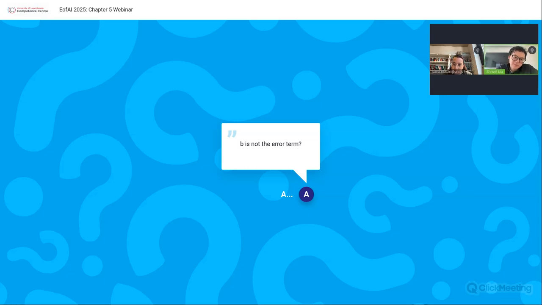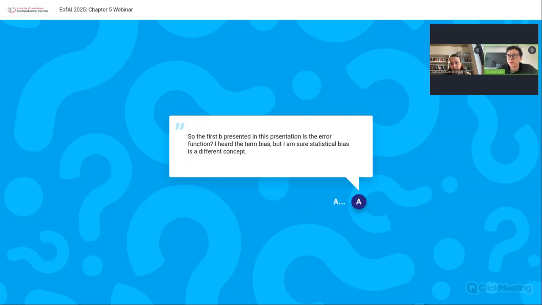B is not the error term. B is basically a parameter you can treat independently. You can learn it independent of the weight W.